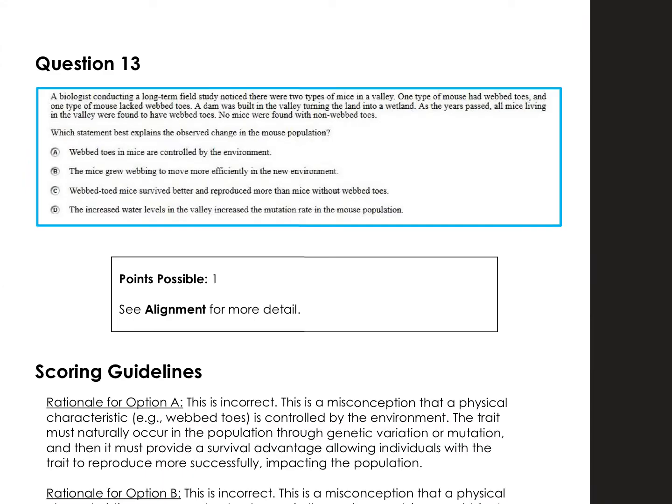So here, a biologist is conducting a long-term field study. Notice that there were two types of mice in the valley. One type of mouse had webbed toes, and one type of mouse lacked webbed toes. A dam was built in the valley, turning the land into a wetland. As years passed, all the mice living in the valley were found to have webbed toes. No mice were found to have not webbed toes.